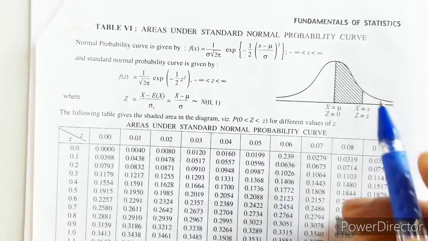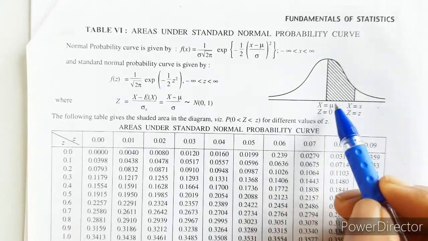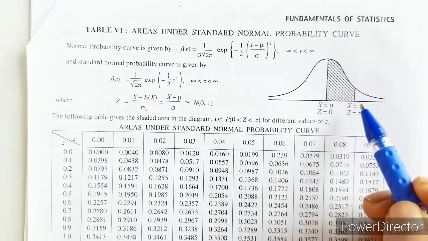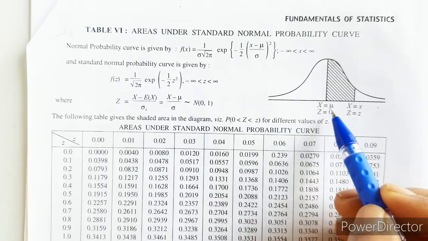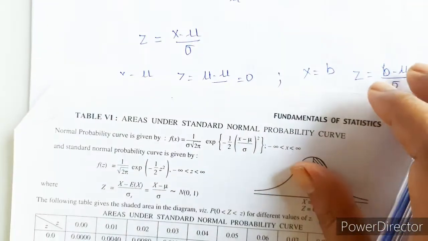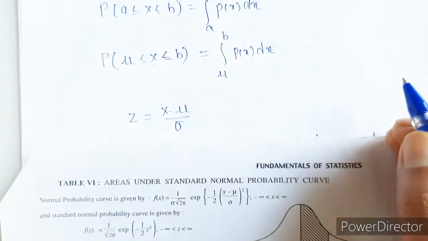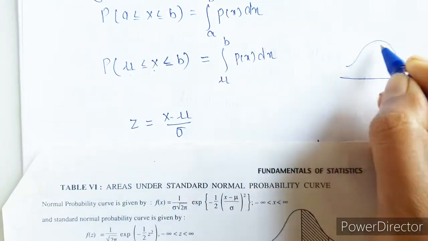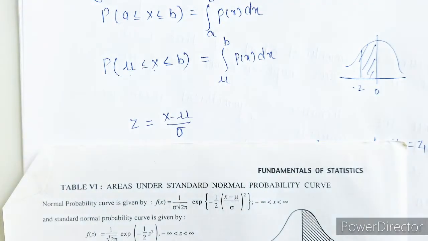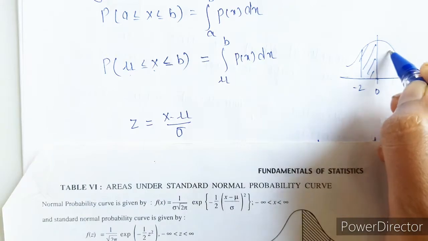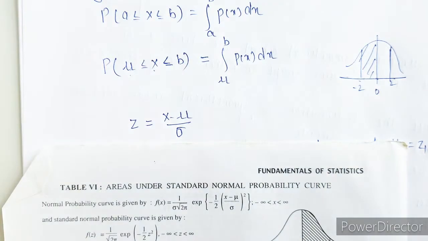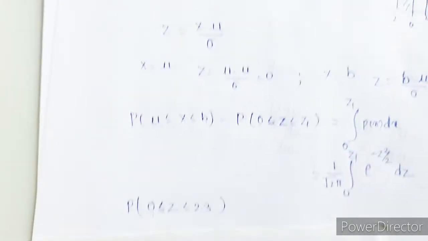Now how do we find the area of the left-hand side? We know that this curve is symmetric, and the area of the right-hand side is equal to the area of the left-hand side. Suppose I need to find the area from minus 2 to 0. Let me just draw it here. So we are going to find the area from 0 to 2, which is nothing but the area from 0 to minus 2. Now let's come back to this.